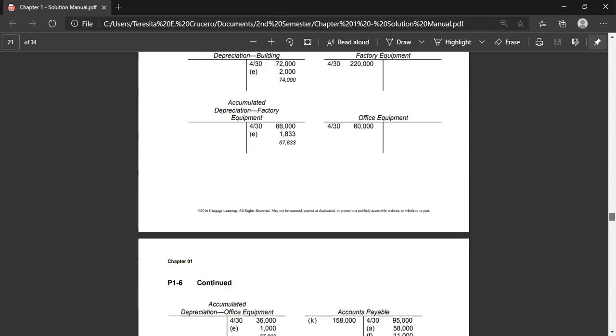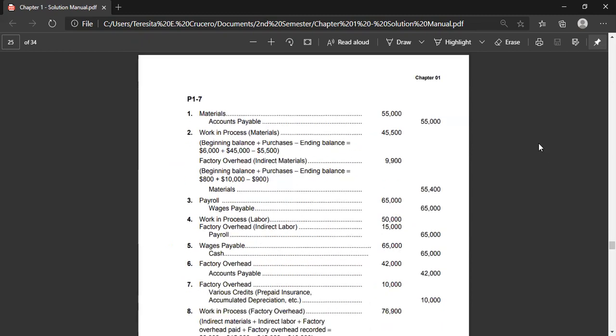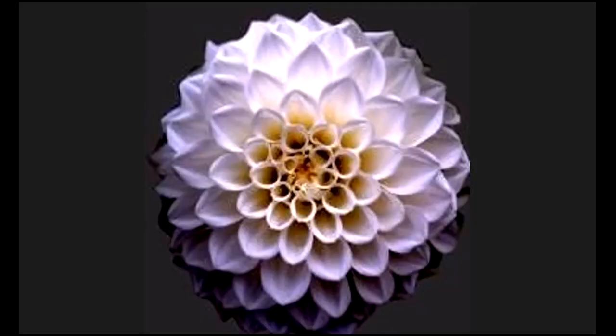I am not posting this, but I will just dictate to you whatever journal entries. In 1-7, we have 10 requirements. Requirement, prepare journal entries for the following. So in requirement number 1, what is your journal entry in recording the purchase of raw materials and factory supplies?